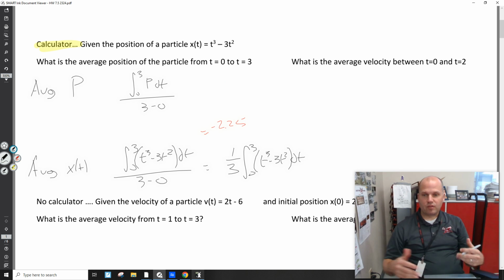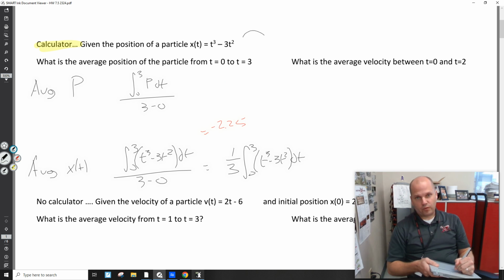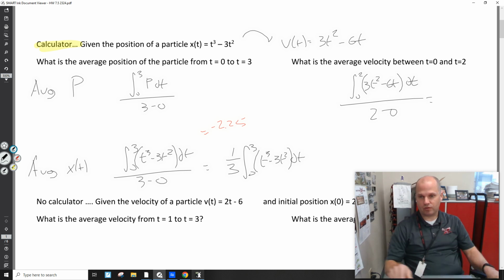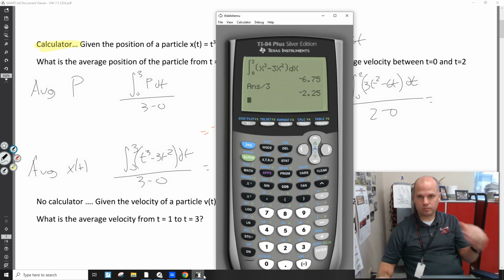What about the average velocity? If you have a velocity equation, I would just use it. Velocity is the rate of change of position. If you have a calculator, I would try to do as little work as possible. I'd have the understanding of the accumulation of my velocity over the time interval to get the average velocity. Now I would do this.